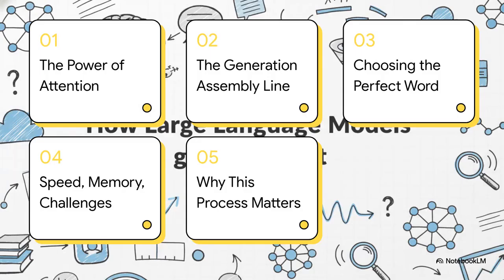So here's the game plan. We'll start with the secret ingredient that makes it all possible. Then we'll walk through the two-part assembly line that actually builds the text. After that, we'll see how we can jump in and play creative director, look at the real-world hurdles, and finally wrap up with why knowing all this stuff really matters.